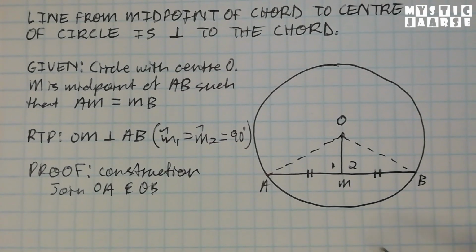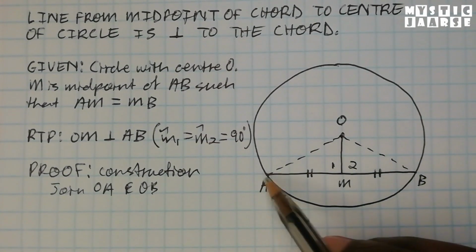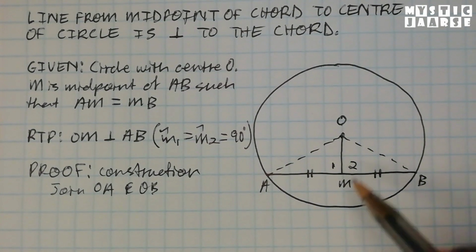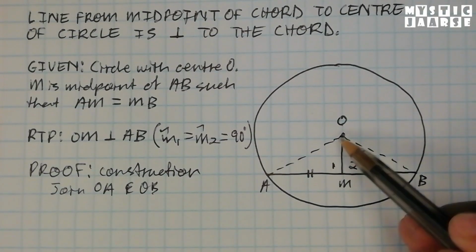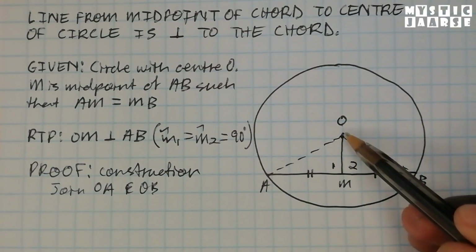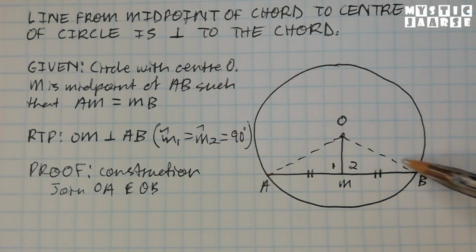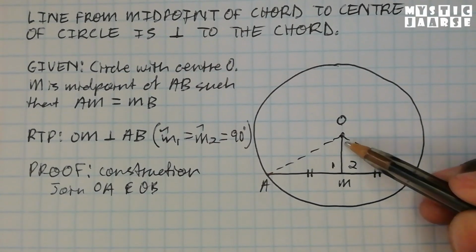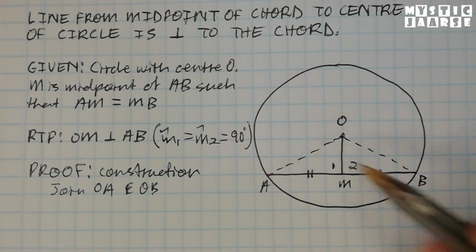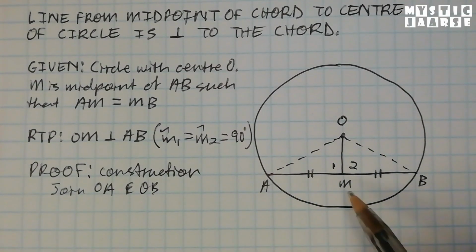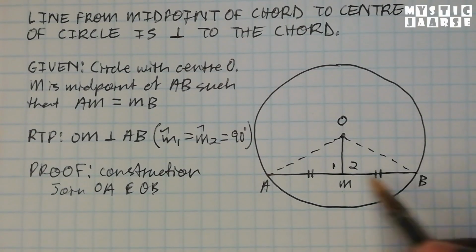In order for us to do that, we need to prove that these two triangles are exactly the same as one another, meaning this length of this triangle is equal to this length of this triangle. This length of this triangle is equal to this length of this triangle. This length AM of this triangle is equal to this length MB of this triangle, which we are already given.